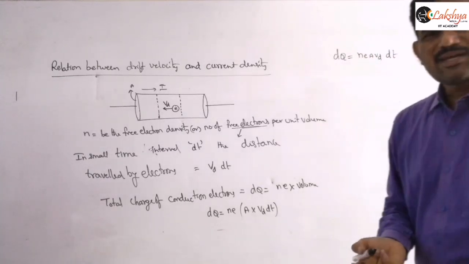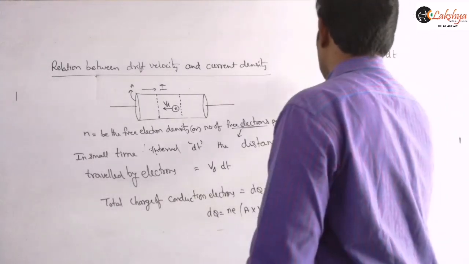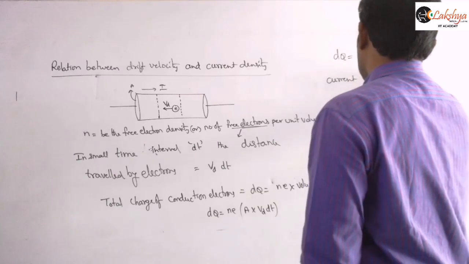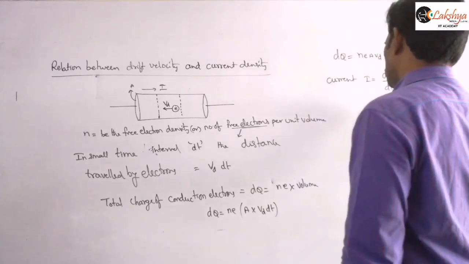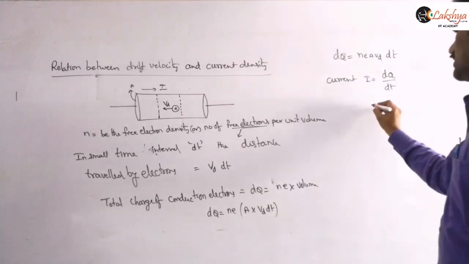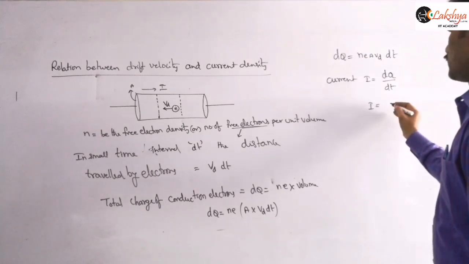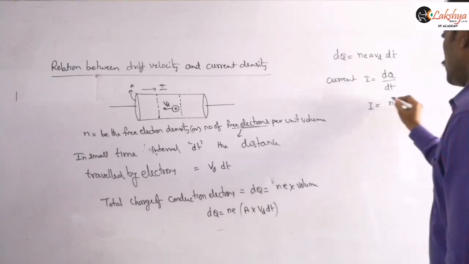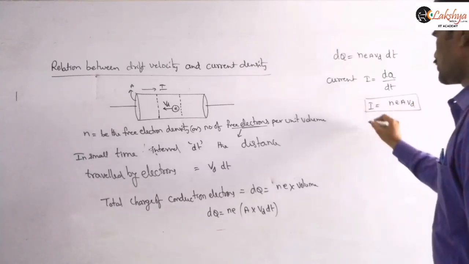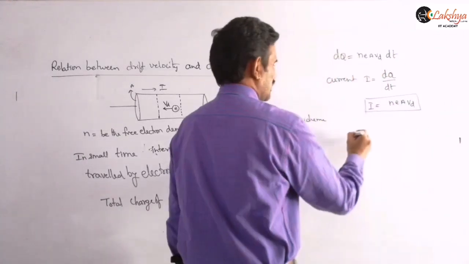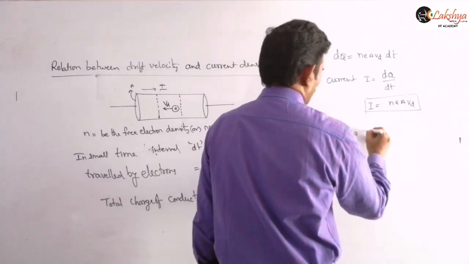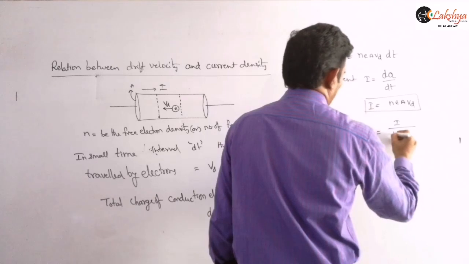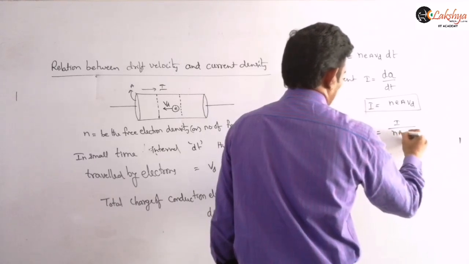Now from this we write the current definition. Current I is equal to dq by dt. Therefore, I is equal to n e A Vd. So this is the relation between current and drift velocity, or generally we express it like this: drift velocity Vd is equal to I by nAe.